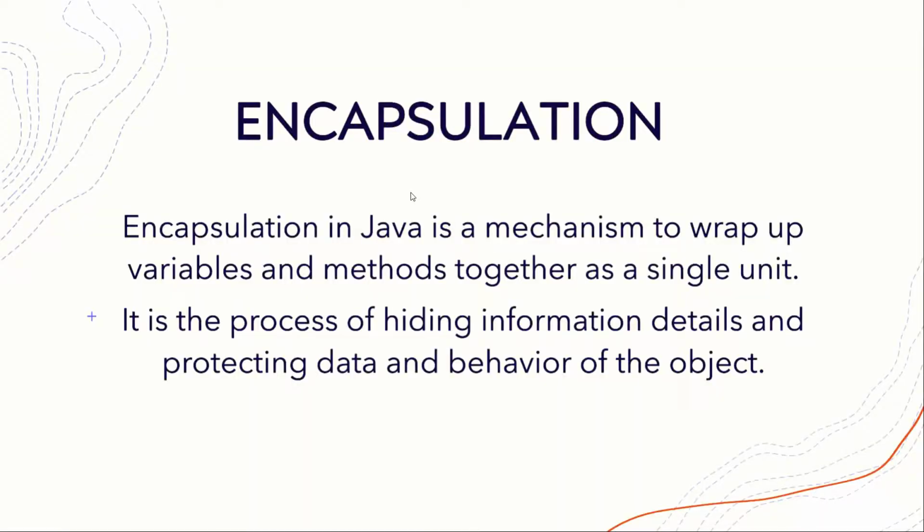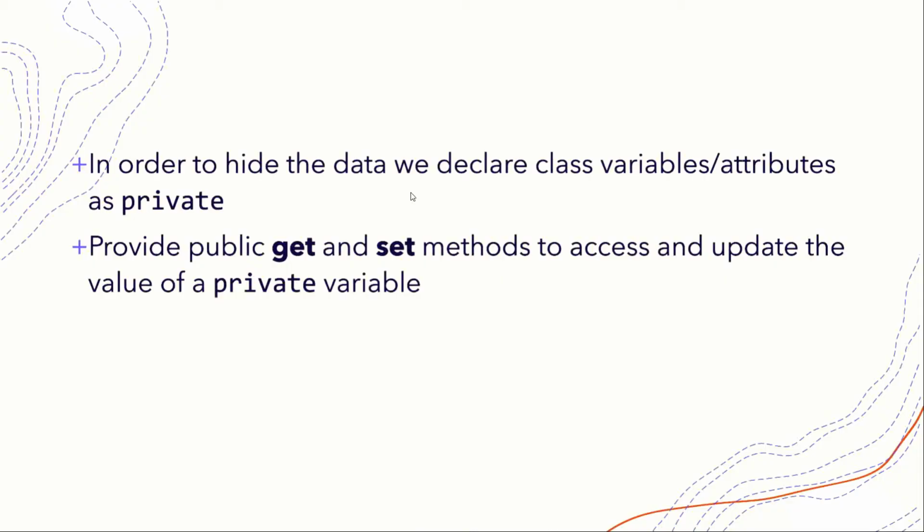It is the process of hiding information and details, and protecting the data and the behavior of the object. So we have some sensitive data which should be hidden from the users. So how do we hide the data? In order to hide the data in a particular class, we use the keyword private. If you have to hide a variable, a method, or any of the class's attributes, we use the keyword private.